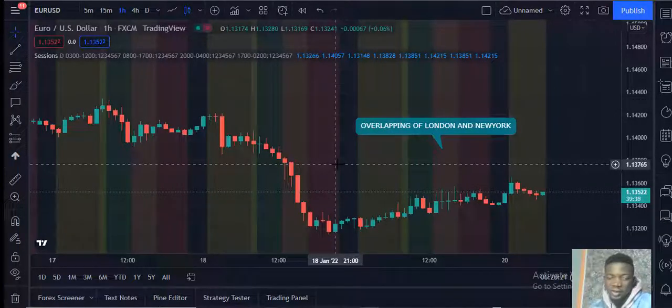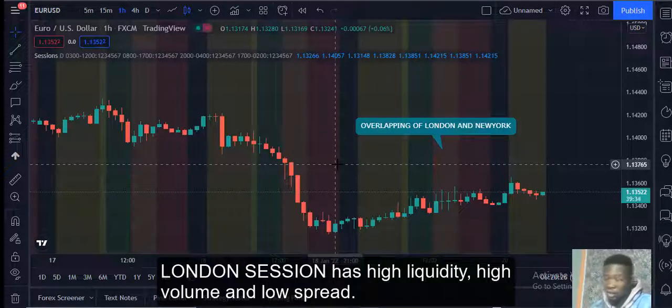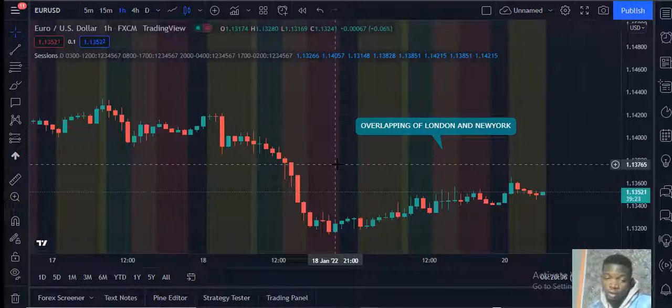This is the most active session, which is the London session, because at this session we have very high liquidity, high volume and low spread. The markets are always moving fast at this session. We have high volume, high liquidity and low spread. Honestly, this is a watch-out session for you.